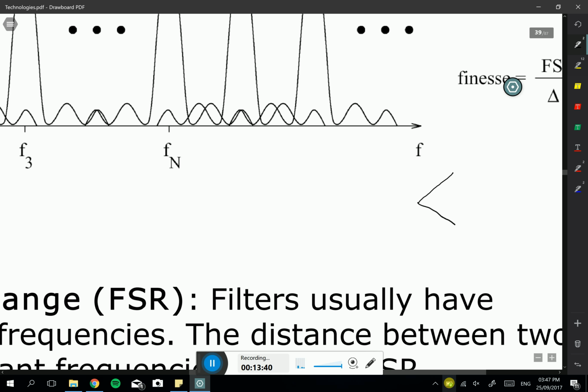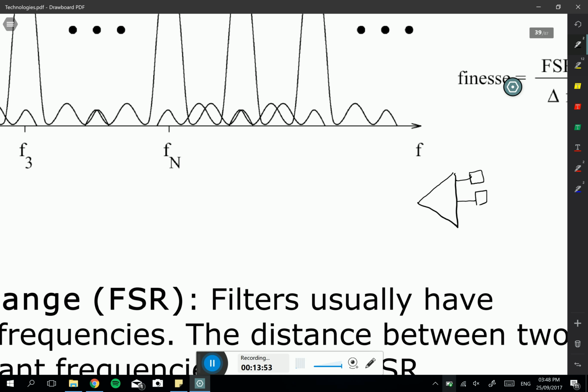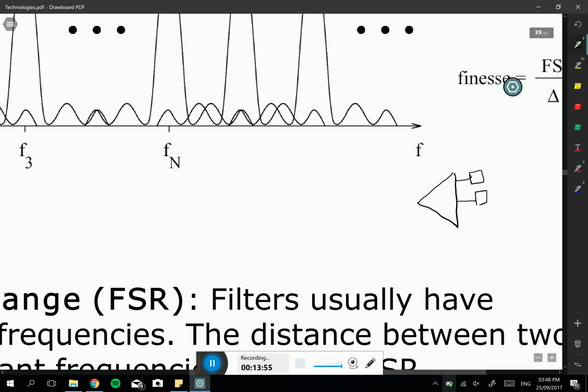What is a filter? It is an element that, while receiving all the frequencies from the spectrum, has a passing bandwidth which is only one frequency, right? This is a filter. Everything else is removed from the spectrum. So you need a filter at the destination, at the receiver side.